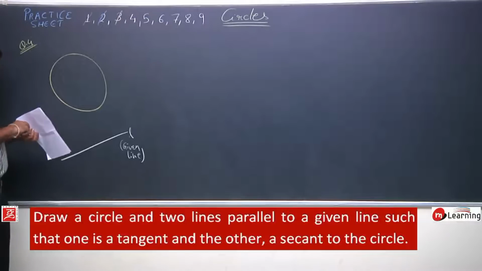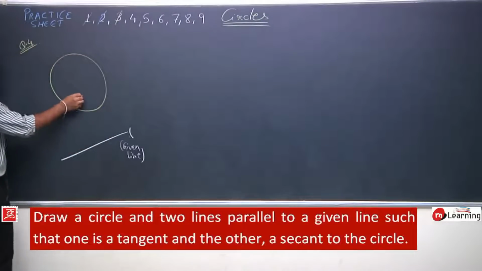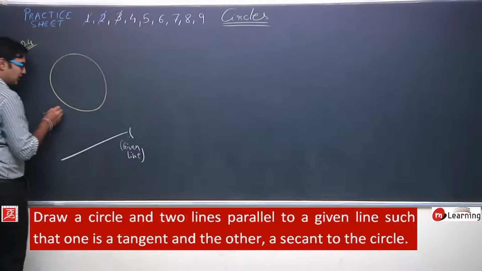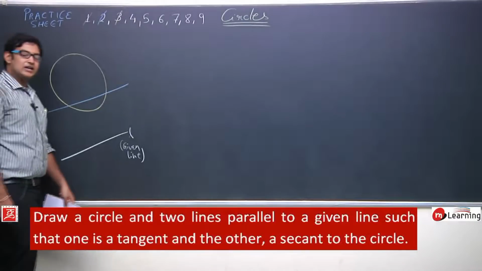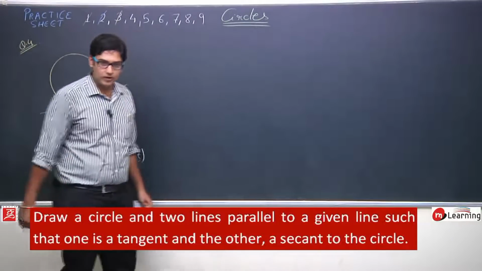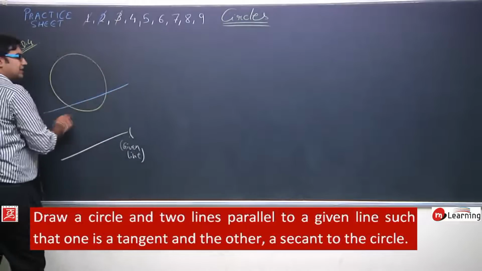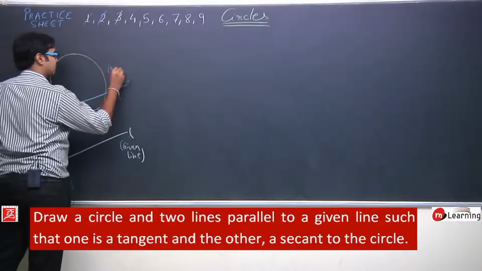So if I draw a line parallel to this line such that it is secant to this circle, then I can draw a line like this. Because what is a secant? Secant is basically a line which intersects the circle at two different points. So this line intersects the circle at two different points. This S is the secant.